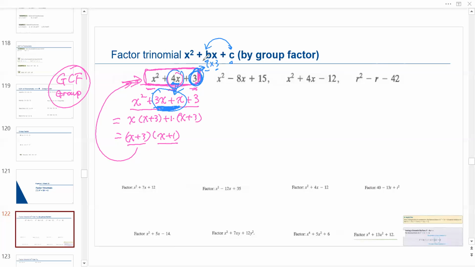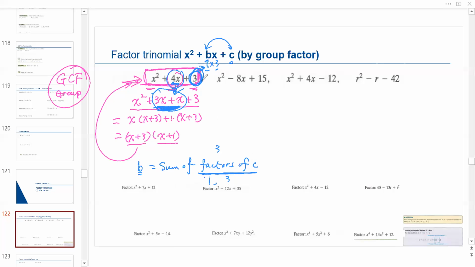So this b is actually the sum of the factors of c. If you break c into different factors, something like 3, you break it into 1 and 3, so 1 plus 3 gives you b. Did you get what that means?